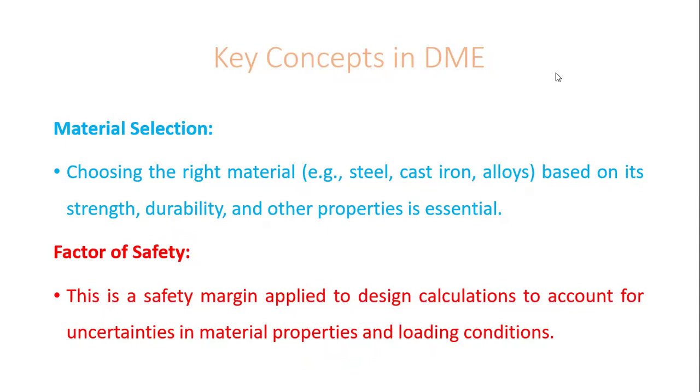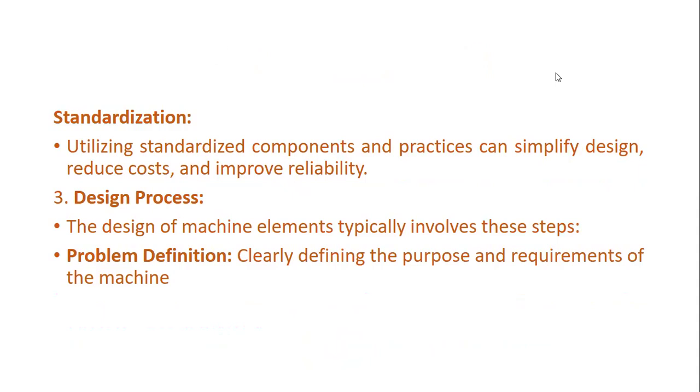Analyzing the factor of safety for a component to be designed. It is a safety margin applied to design calculations in order to account for certain uncertainties in material properties and loading conditions. Next one is standardization. Using various standardized components and practice can simplify the design by maintaining uniformity in shape and size. So we can reduce the design cost while improving reliability.